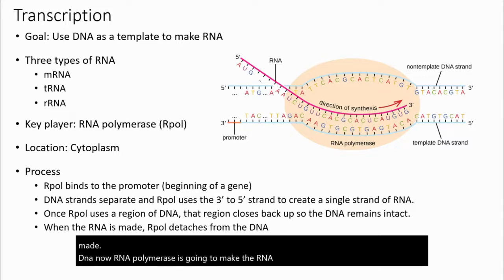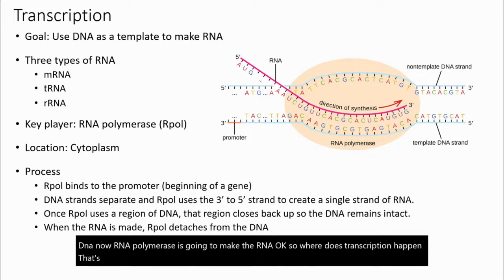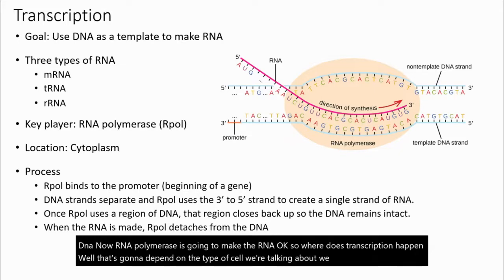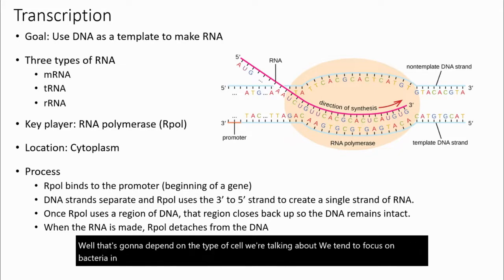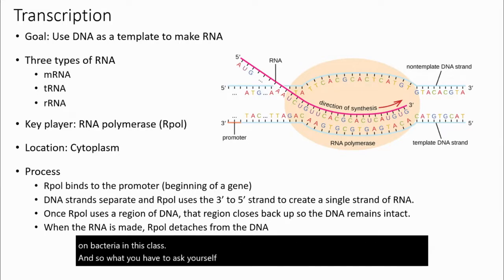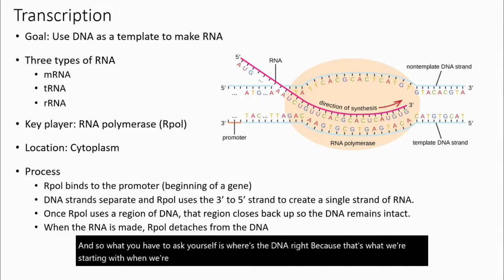Okay? So where does transcription happen? Well, that's going to depend on the type of cell we're talking about. We tend to focus on bacteria in this class. And so what you have to ask yourself is, where's the DNA, right? Because that's what we're starting with when we're talking about transcription. We're going from DNA and we're making RNA. So where's the DNA in a bacterial cell? It's in the cytoplasm. It's just in that inside space, right?